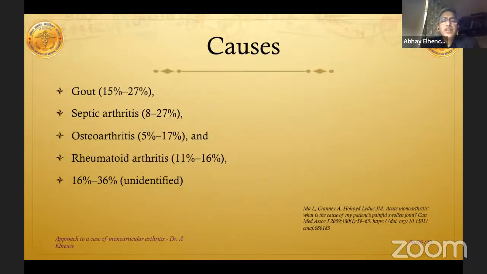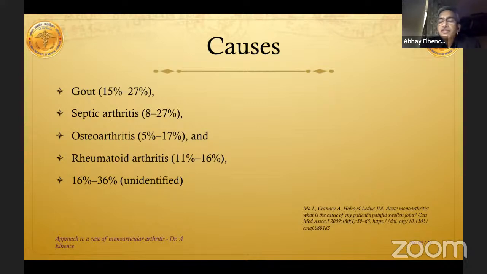So just to summarize the incidence spectrum of the disorders that we commonly see: we see a lot of gout, which is about 15 to 30%. We see a lot of septic arthritis in our community and in our country, which is about 10 to 30%. We see a lot of osteoarthritis, which varies from 5 to 20%. We see a lot of rheumatoid arthritis, which varies from 11 to 16%.